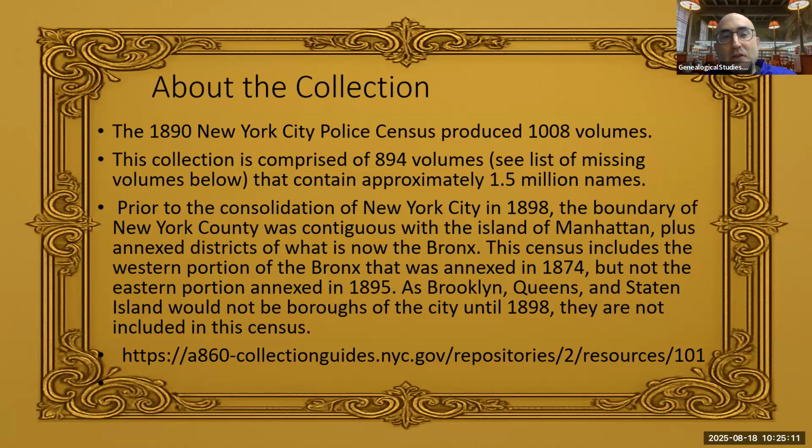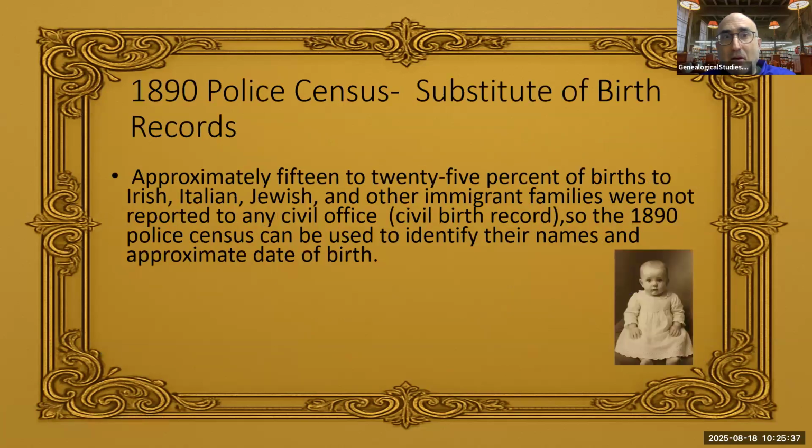Now, there's something else you have to remember. New York City at that time was Manhattan plus part of the Bronx, but not the eastern part of the Bronx that was annexed in 1895. But Brooklyn, Queens, and Staten Island didn't become boroughs of the city until 1898. So they're not in the census, but the 1.5 million people in Manhattan are.